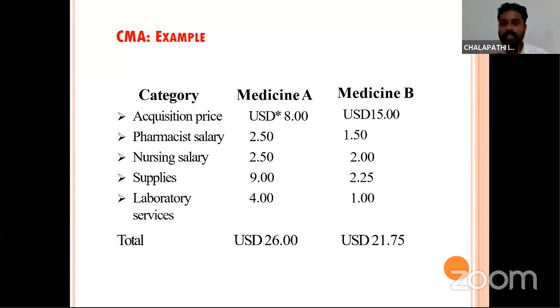But when you do a pharmacoeconomic evaluation, you are not looking only at the acquisition price of that particular drug. You are looking into the pharmacist salary, how much he gets out of that medicine, because each one will be different. Nursing salary, supplies, laboratory service, all the other costs you collect and summarize. Once you summarize all the costs, you can see that medicine A has a cost of 26 rupees and medicine B has a cost of 21. If you look only at acquisition price, medicine A is 8 rupees and medicine B is 15. Looking only at acquisition, I would say medicine A is more cost effective than B. But when you do a cost minimization analysis and calculate that drug A is 26 rupees and drug B is 21 rupees, medicine B is more cost effective than medicine A. This is one simple example.